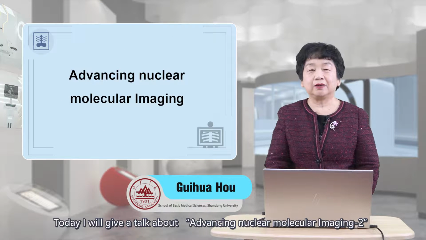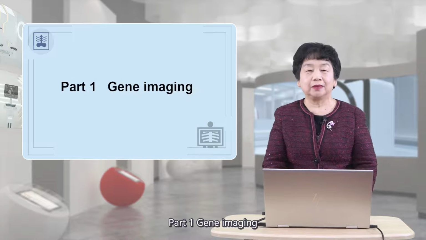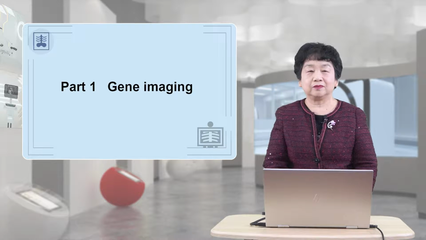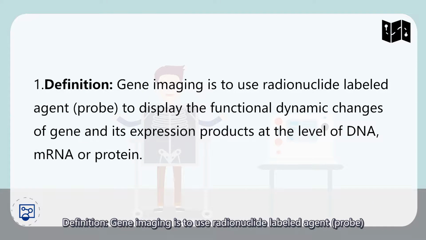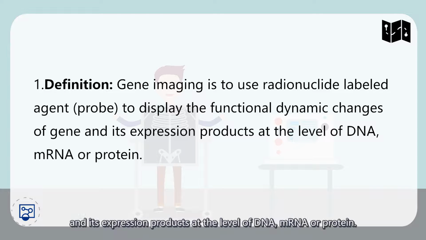Hello everyone. Today I will give a talk about Advancing Nuclear Medicine Imaging 2. Part 1. Gene Imaging. First, definition. Gene imaging is to use radionuclide labeled agents, we call it probe, to display the functional dynamic changes of gene and its expression products at the level of DNA, mRNA, or protein.